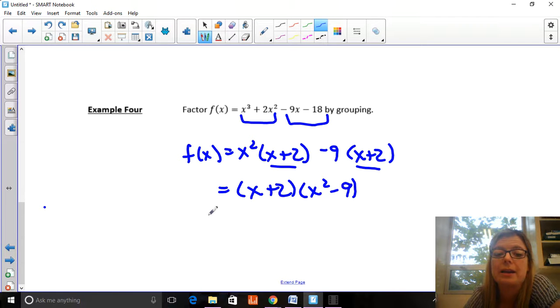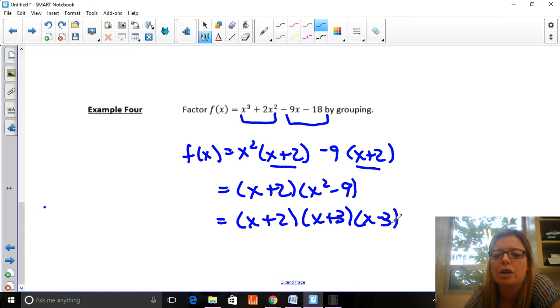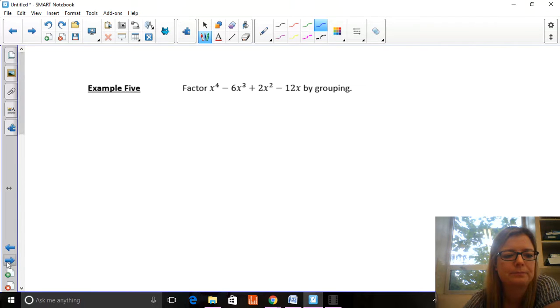Now x squared minus 9 is a difference of squares, so you're left with x plus 2, x plus 3, and x minus 3. Okay, you still could have done this question using synthetic division and the guess and check method, and you would have gotten the same answer, but this is just a quicker way if you're able to see that that's a possibility. Okay, example 5, try factoring this by grouping.